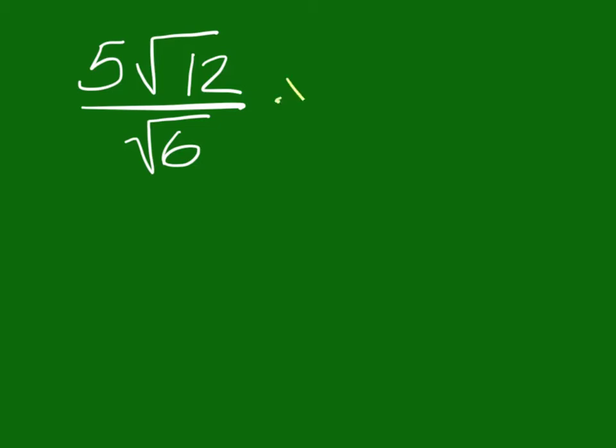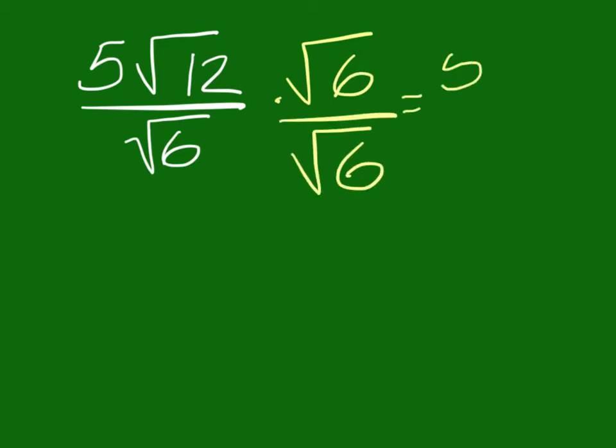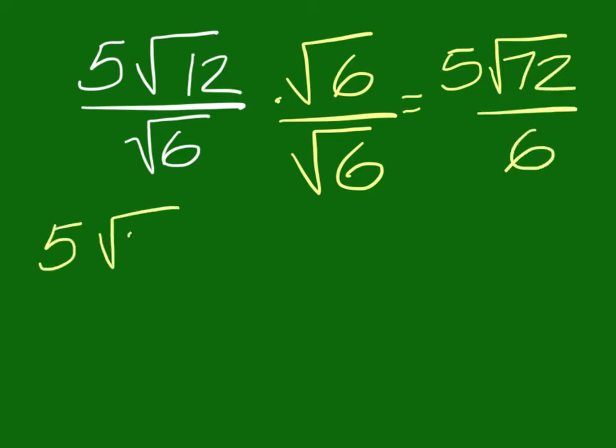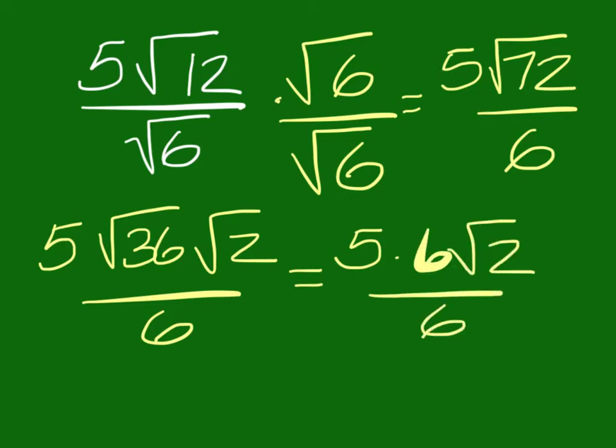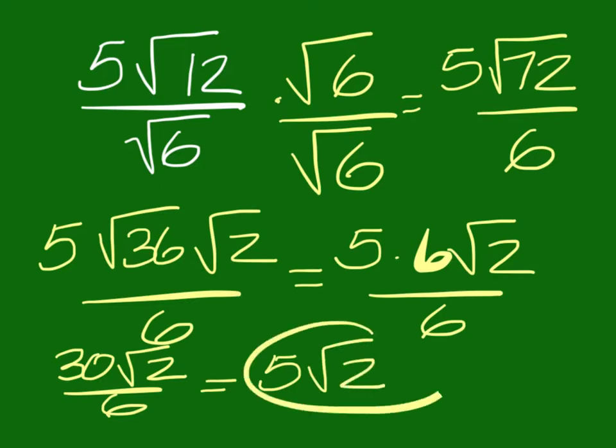You have to multiply the top and the bottom by square root of 6. That will give you 5 square root of 72 over 6. The square root of 72 breaks up as 36 and 2. And that would be 5 times 6 square root of 2, which simplifies down to 30 square root of 2 over 6, but 30 over 6 is 5. 5 square root of 2 is the answer.